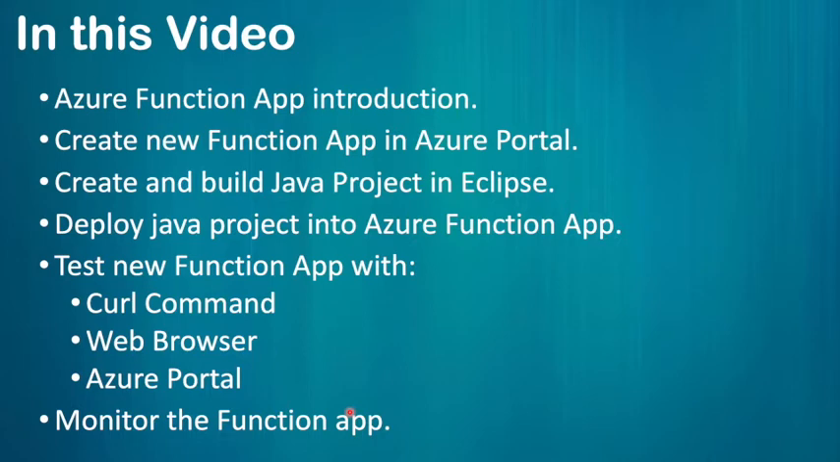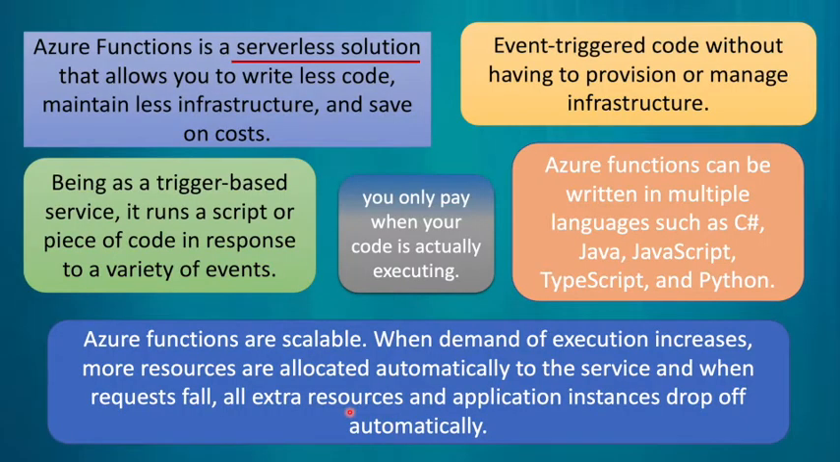And for that, we will create one Java project in Eclipse. And we will deploy that Java project into Azure Function App, that I will show you. And once everything has been set up, then I will test this function app with curl command, web browser, in Azure portal. And of course, we monitor all the activities in the Azure portal. So let us start. What are the Azure functions?